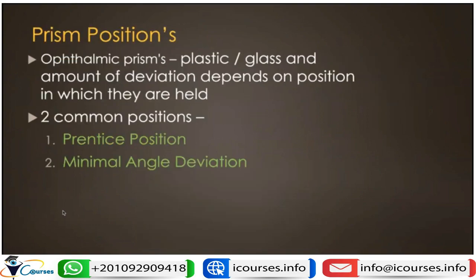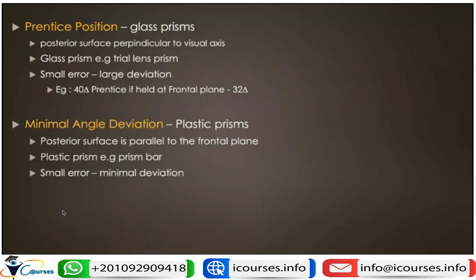We have two common materials that make up the prisms in ophthalmology. So we have the plastic prisms and we have the glass prisms, and the amount of deviation of each one of them is different according to the position in which it is held in front of the face. The two most common positions: one is called the Prentice position and the other is called the minimal angle of deviation position. So what is the Prentice and what is the minimal angle of deviation?